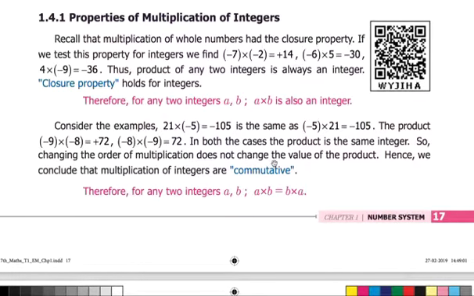Properties of multiplication of integers. Recall the multiplication of whole numbers had the closure property. If you test this property for integers, we find minus 7 into minus 12 is plus 84, minus 5 into 6 is minus 30, 4 into minus 9 is minus 36. Thus the product of any two integers is always an integer. That is, closure property holds for integers, right?